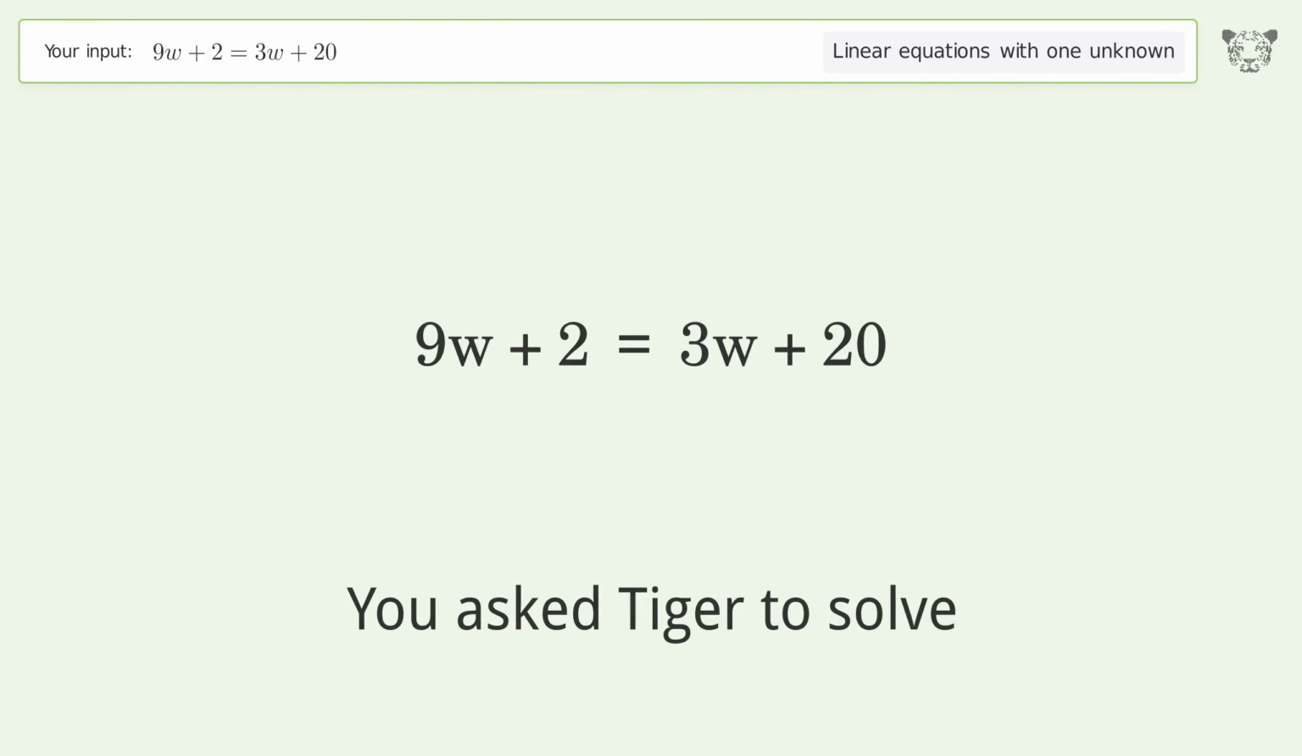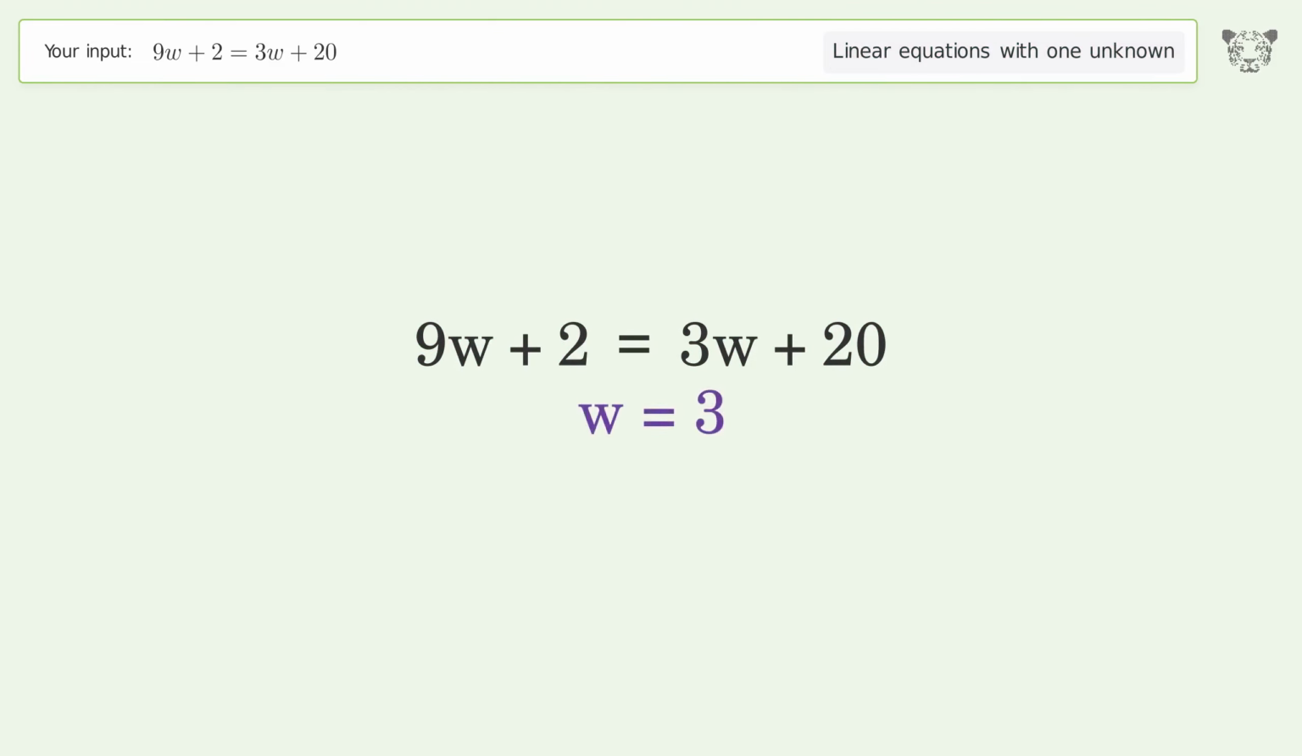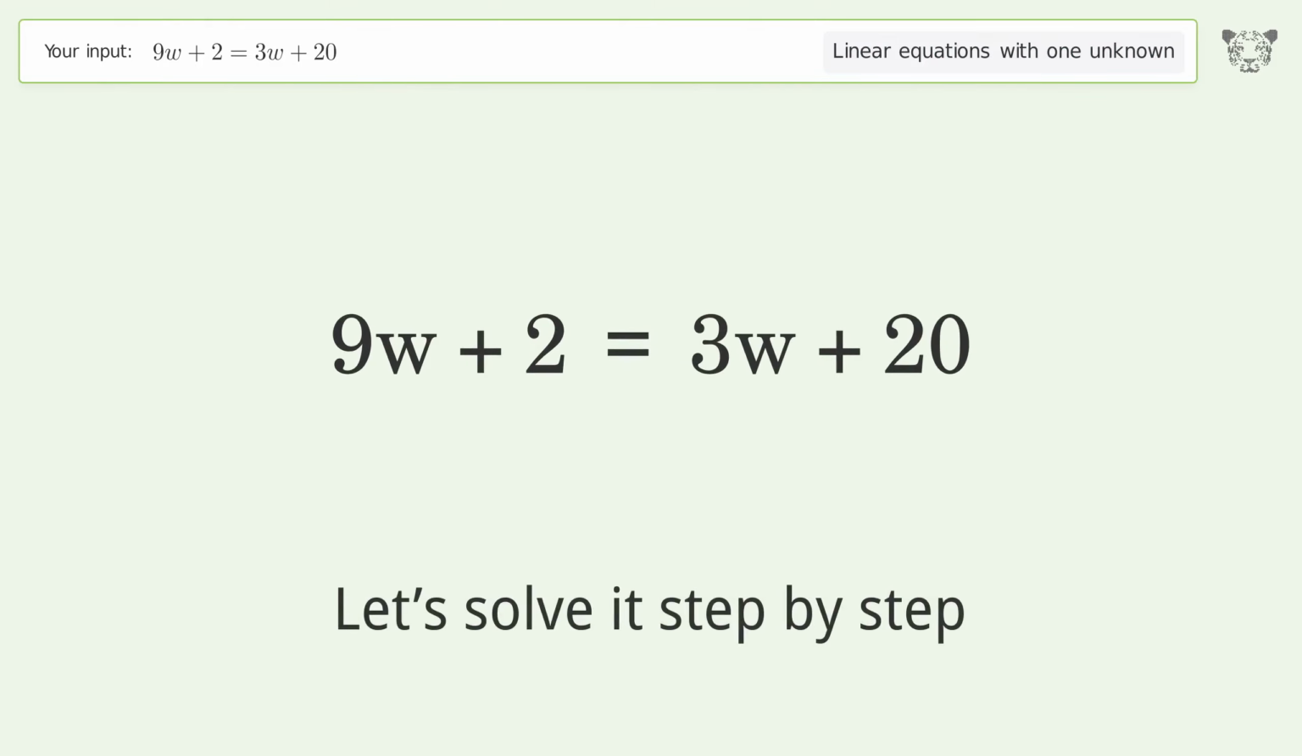You ask Tiger to solve. This deals with linear equations with one unknown. The final result is w equals 3. Let's solve it step by step.